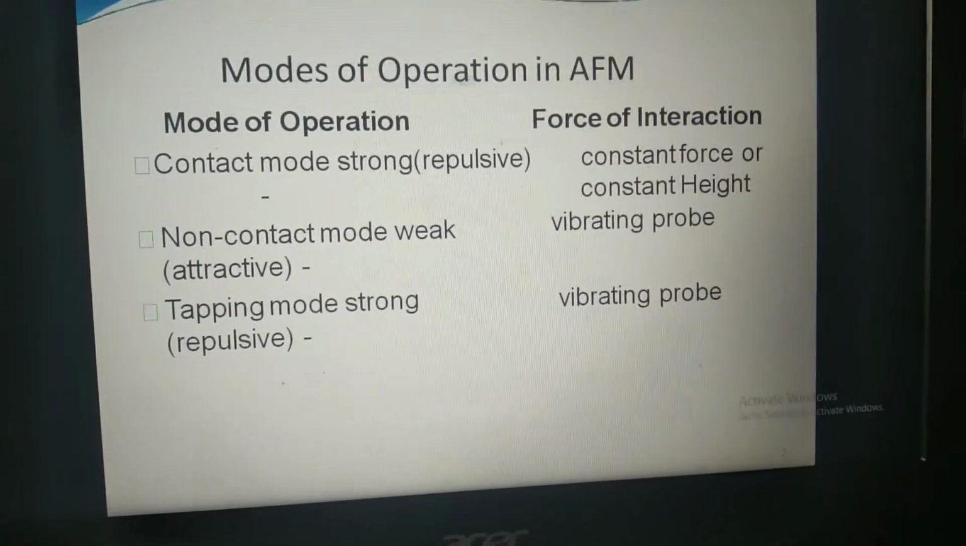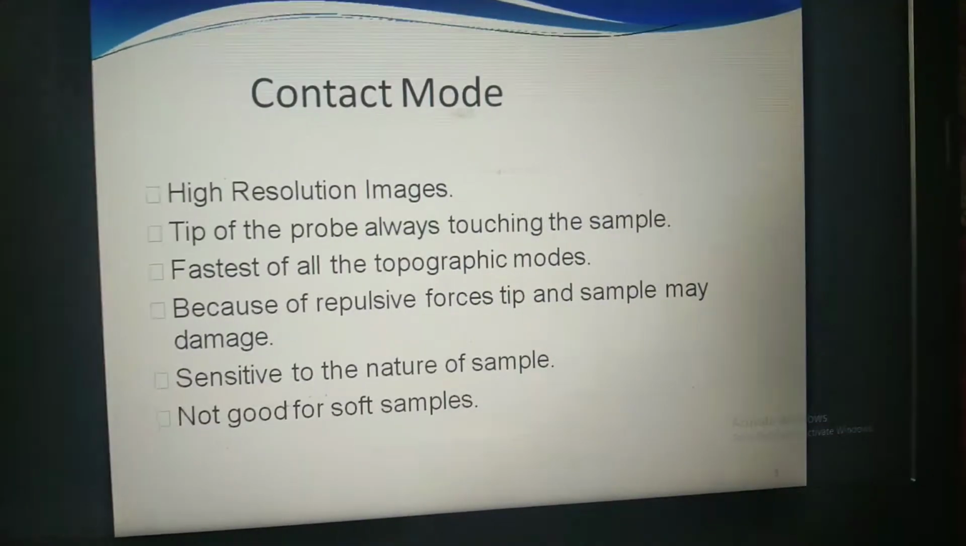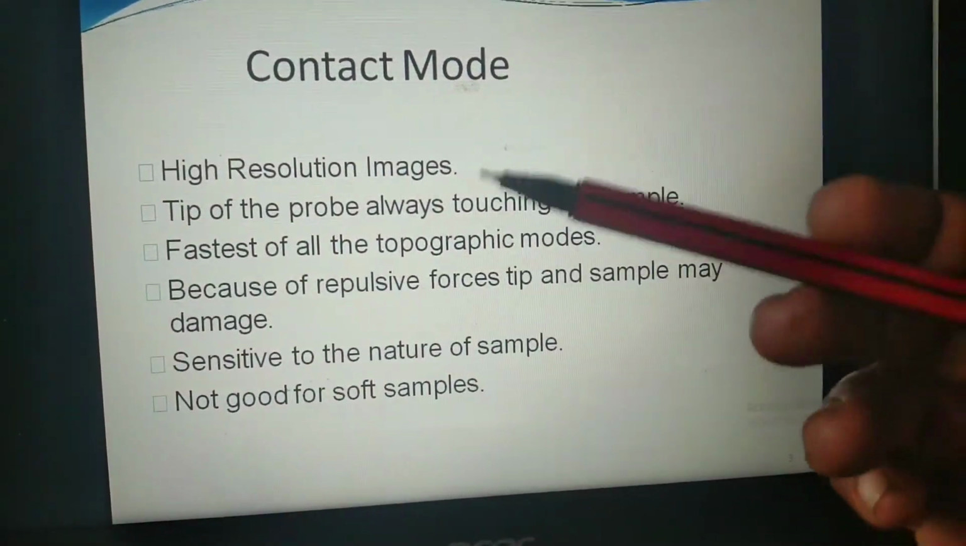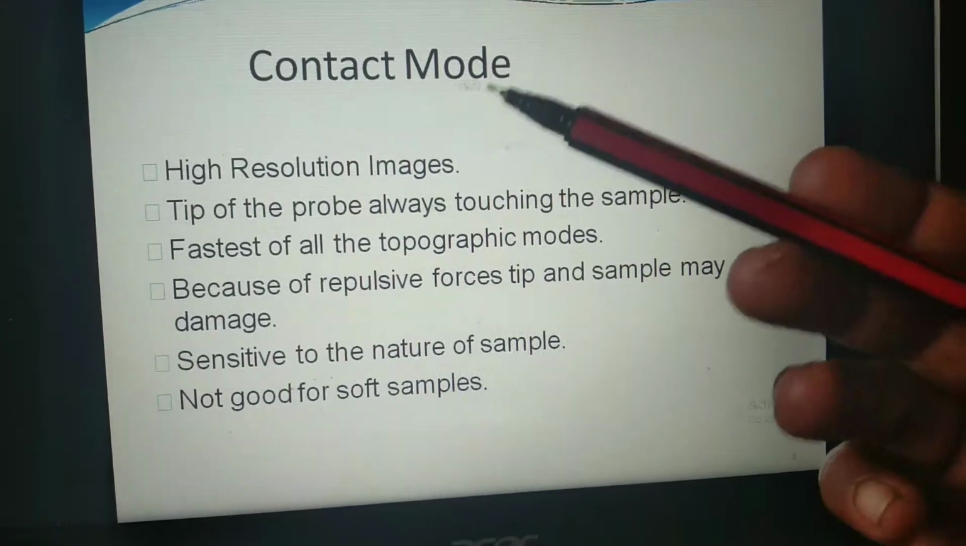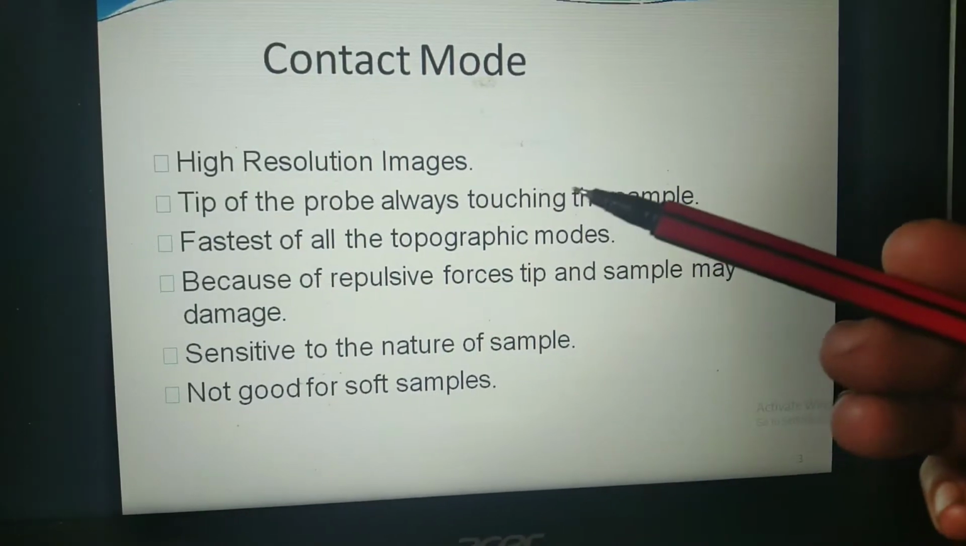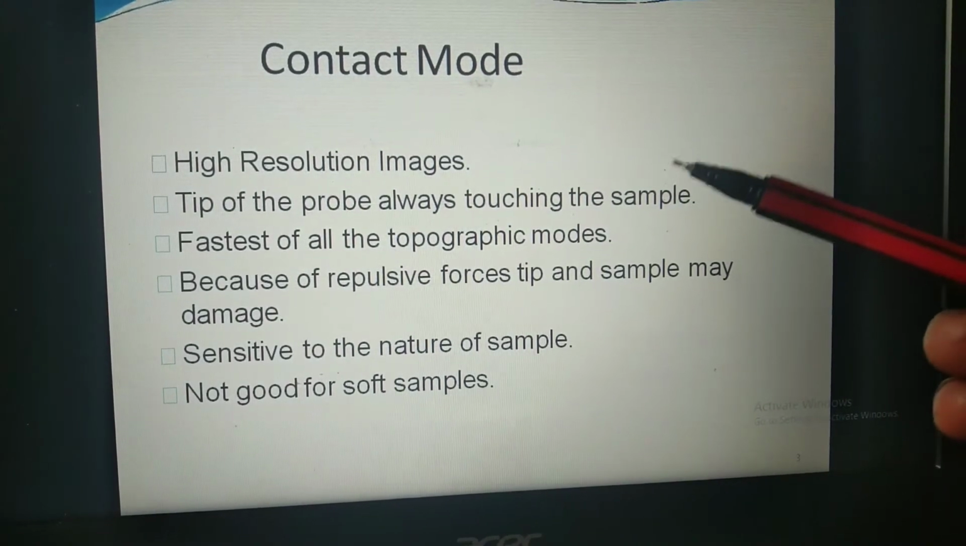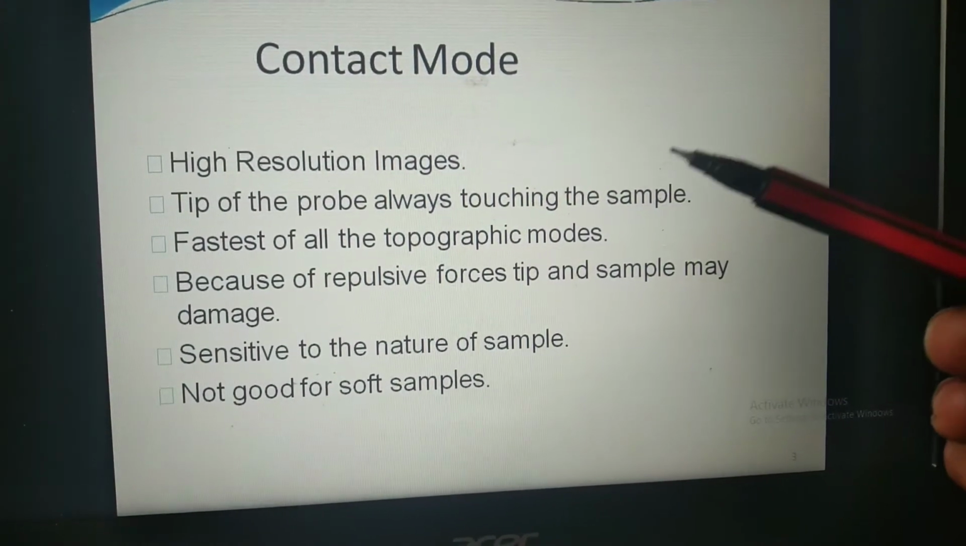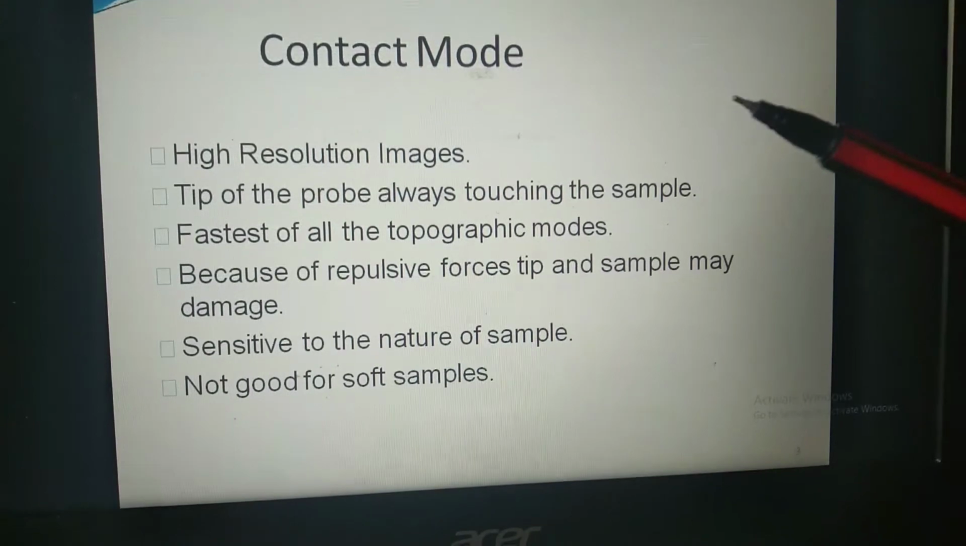Means these are the forces of interaction that take place under these modes of operation. Now what happens in the various modes? Let us come to know. What happens in the contact mode? As the name indicates, the tip of the probe always needs to touch the sample. It will always be in contact with the sample.